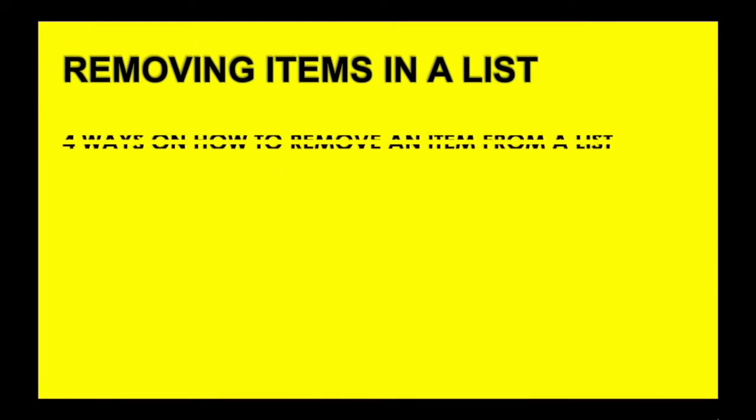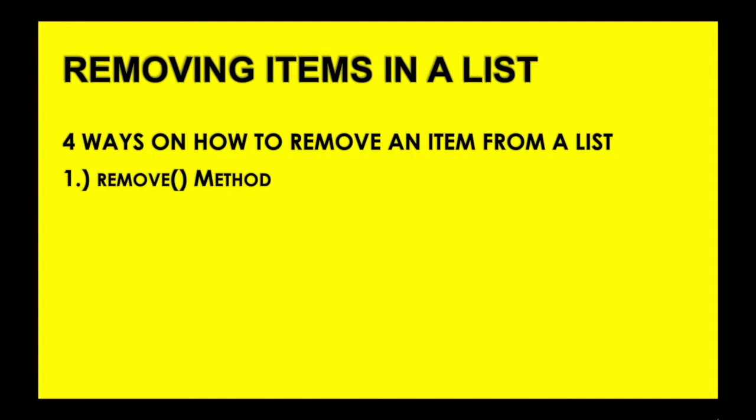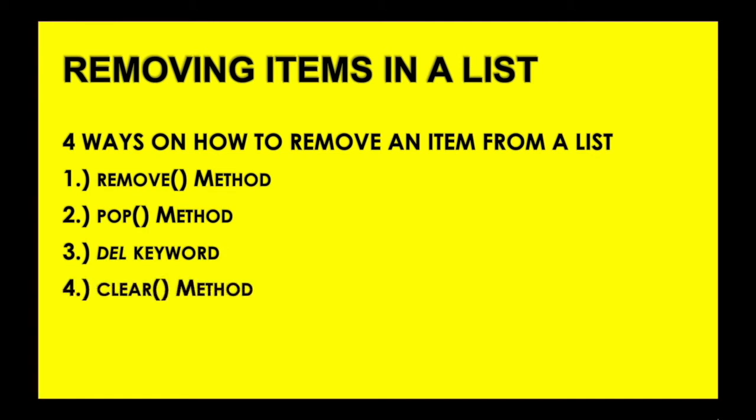Okay, so removing items in a list. Basically, we have 4 ways on how we can remove a specific item from a list. The first one is through the remove method. Second one is through the pop method. The third one is through the delete keyword, and the last one, the fourth one, is through the clear method. Now, what is the difference between these 4? That will be our topic regarding this removing of items in a list.